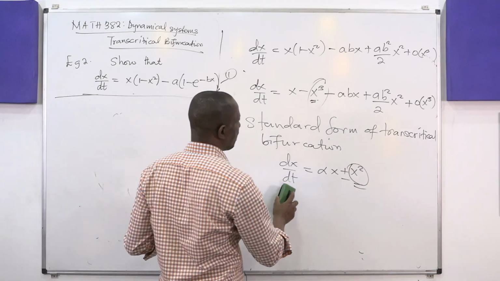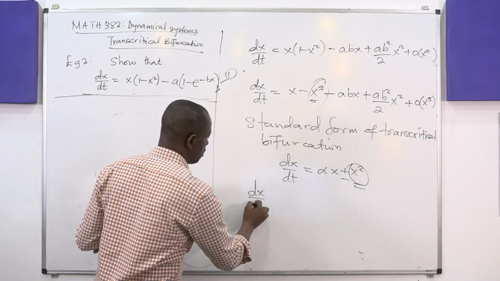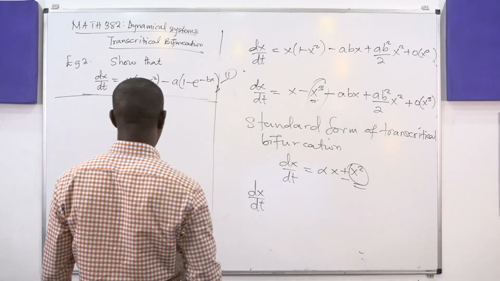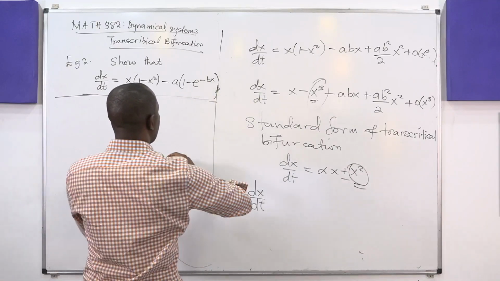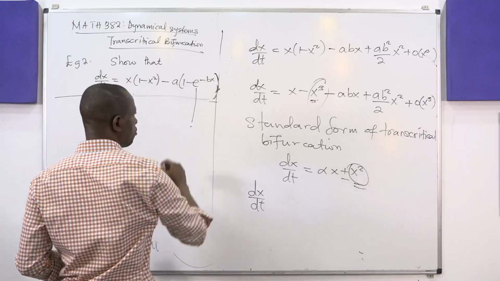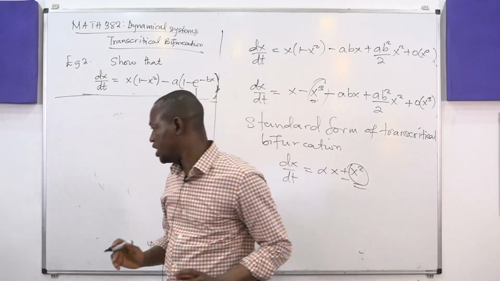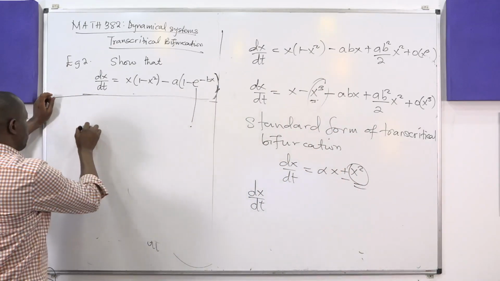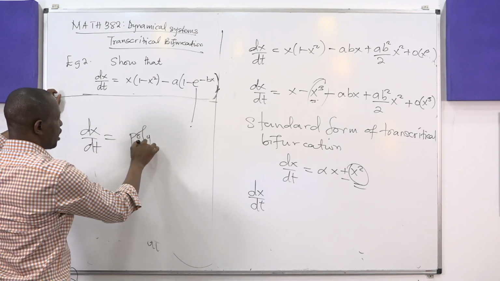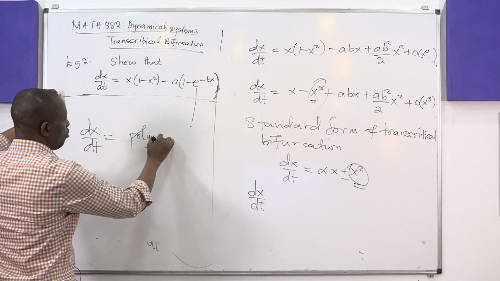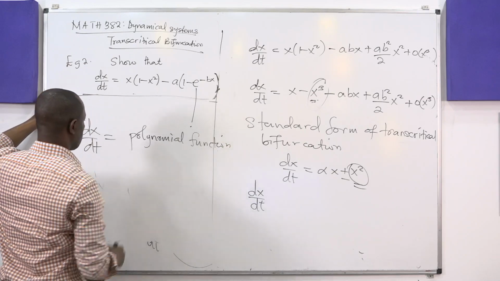So here, this is the standard form, so you have to ignore this term. So our dx/dt. And here, anytime, look at the right-hand side of the equation here, there is an exponential function. Is that okay? So always, in order for you to study the bifurcation, this should be a derivative, dx/dt, and this side should be a polynomial function, not any function. Is that okay?